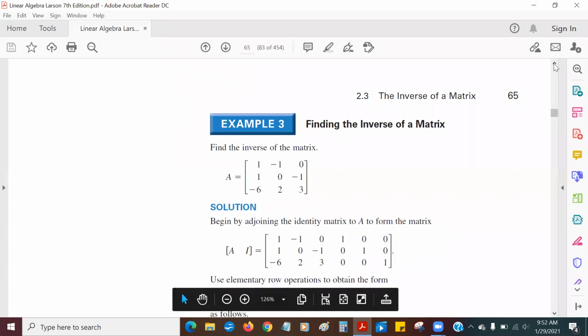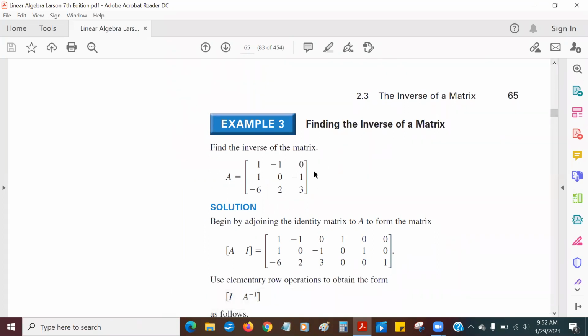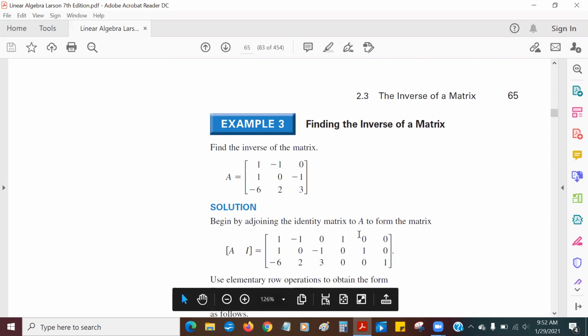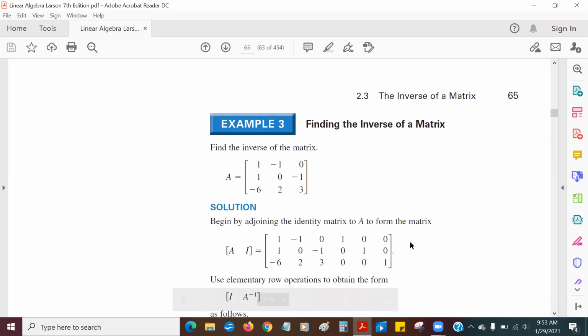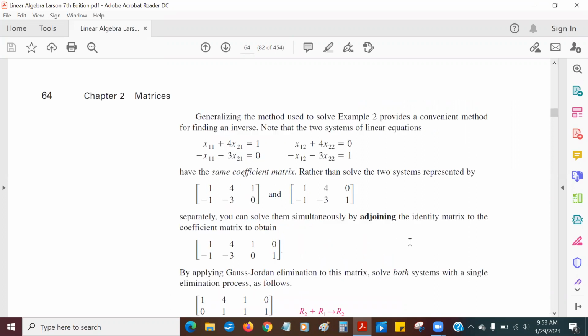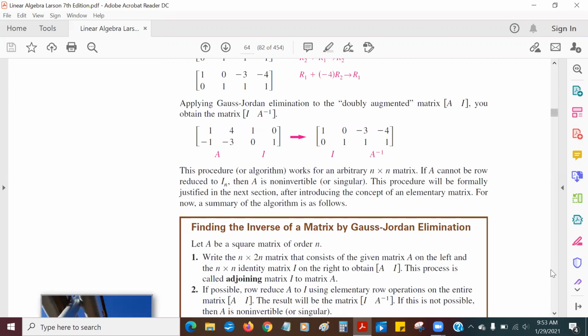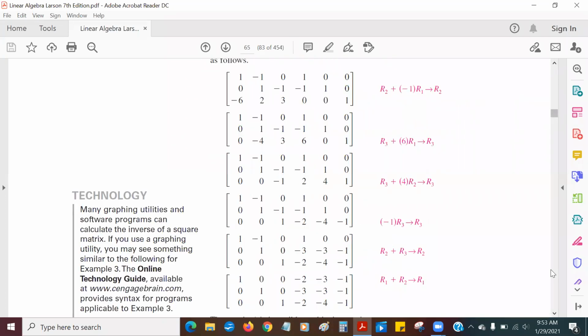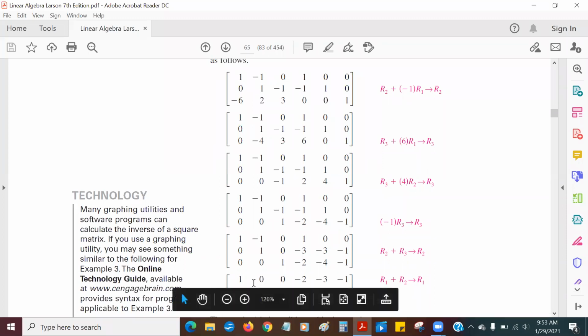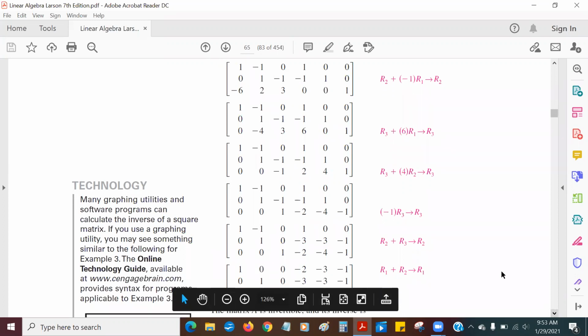Let's move on. Let's find the inverse of this matrix A. What you're going to do is take this matrix and write it down here, putting the identity matrix over here, for all the reasons we said above. And we're going to use matrix operations to get this guy here to look like that guy down there. And these are all the matrix steps that we did.